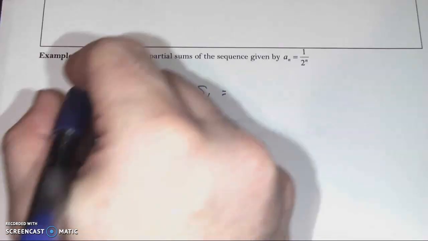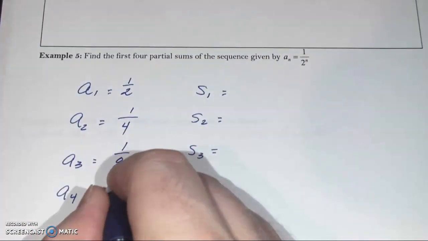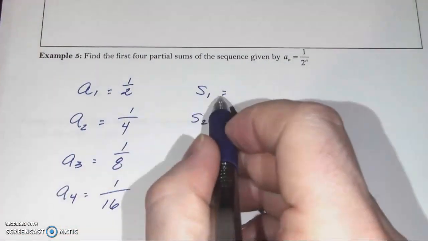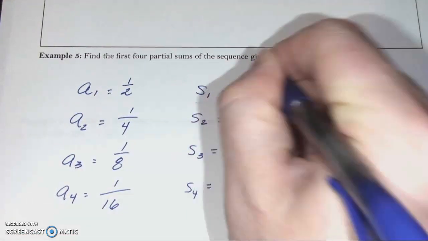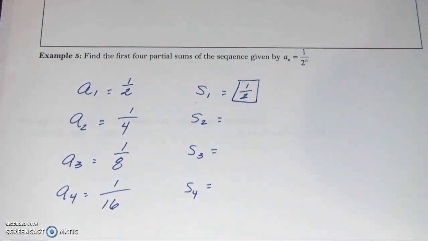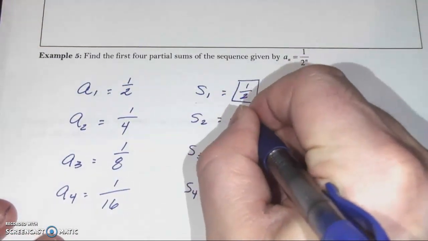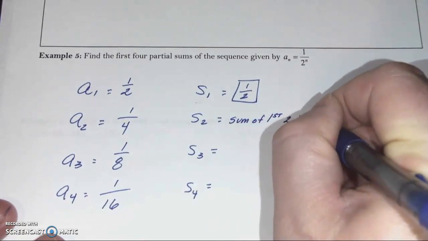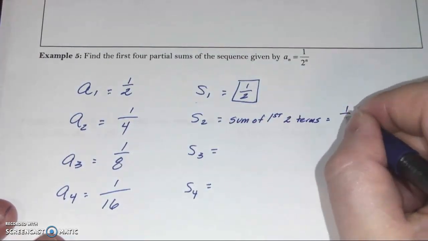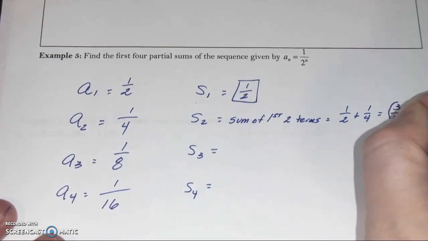So we plug in 1 for n, we'll get 1/2 here. Plug in 2 for n, 1/4. Plug in 3 for n, 1/8. Plug in 4 for n, we'll get 1/16. We wouldn't really ever ask you for the first partial sum, but the first partial sum would always be the same as the first term itself. The second partial sum means the sum of the first 2 terms. So in that case, 1/2 plus 1/4, we get 3/4, common denominators.